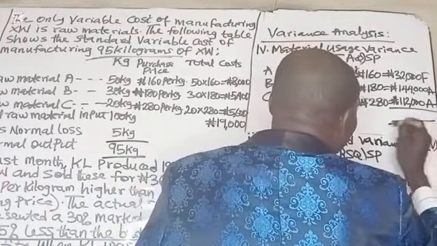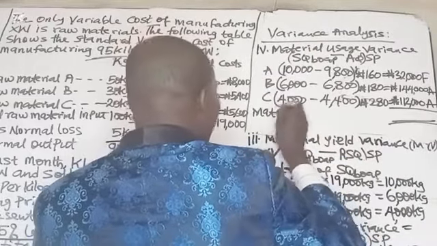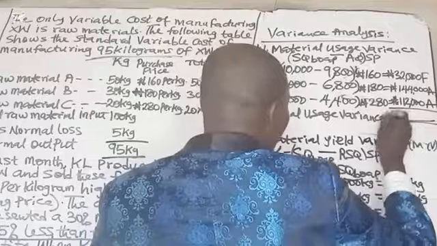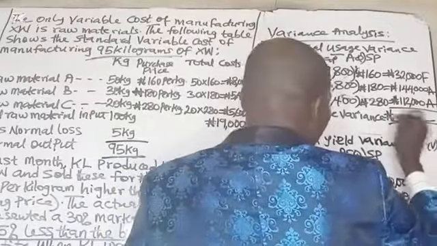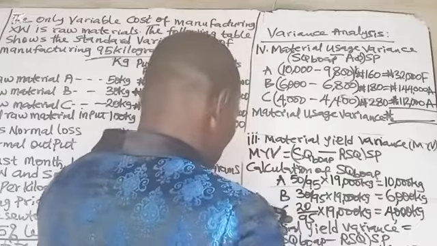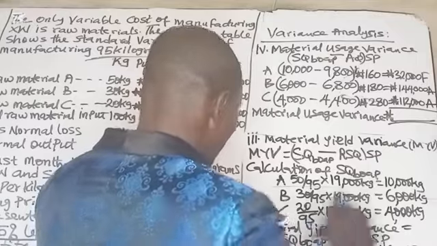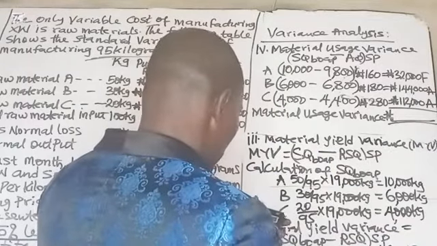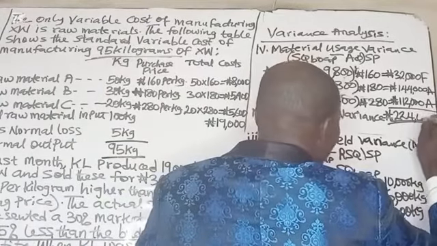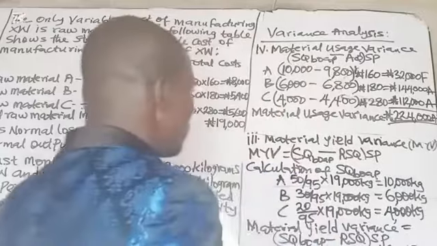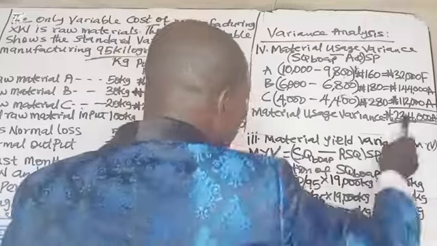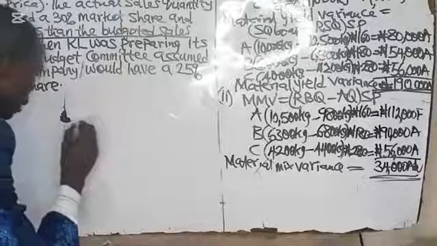Therefore, what is the total material usage variance? Material usage variance is totaled. We have an adverse variance of 112,000 plus an adverse variance of 144,000 minus a favorable variance of 32,000. So we have 224,000 naira adverse. Now, let's sum up the mix and the yield variance to know if it will be equal to 224,000 naira adverse. Summary.